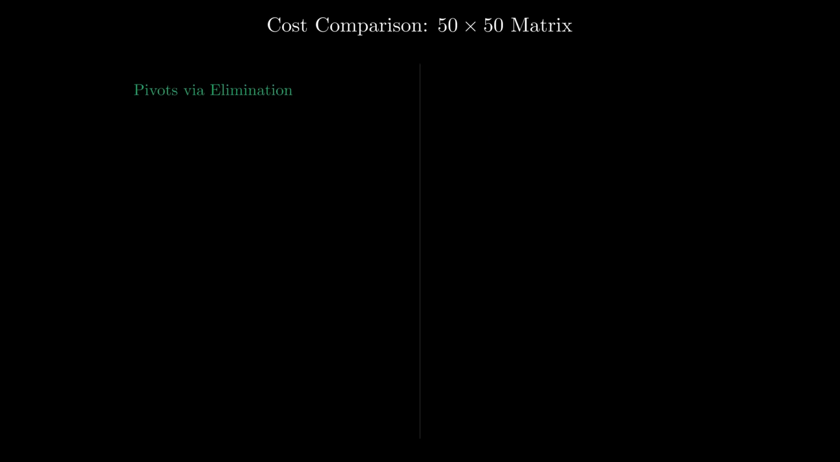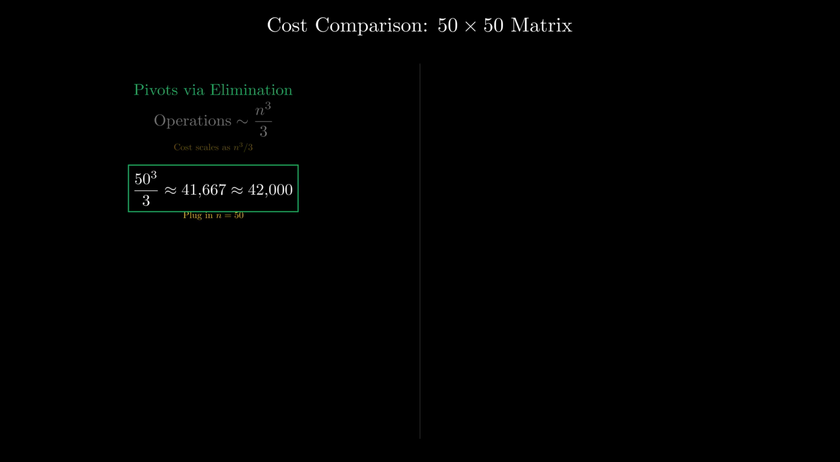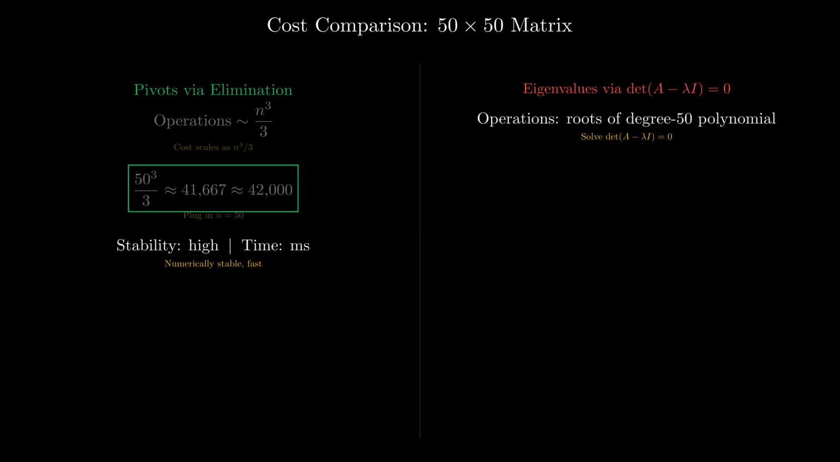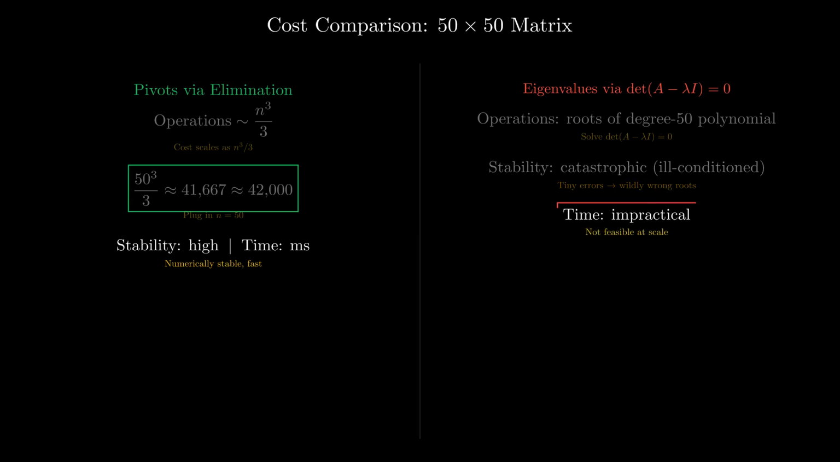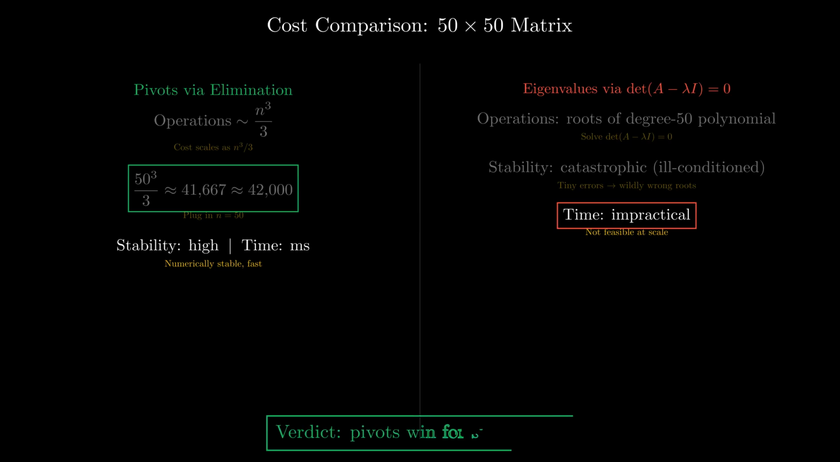Now for the payoff. Let's compare the costs. Elimination on a 50 by 50 matrix takes roughly n cubed over 3 operations. Plug in n equals 50. That's about 42,000 operations. Milliseconds on any laptop and numerically stable. Finding the roots of a 50th degree polynomial, by contrast, is famously ill-conditioned. Tiny errors in the coefficients produce wildly wrong roots, impractical. So if you only need sign counts, how many eigenvalues are positive and how many are negative, pivots win by a landslide.